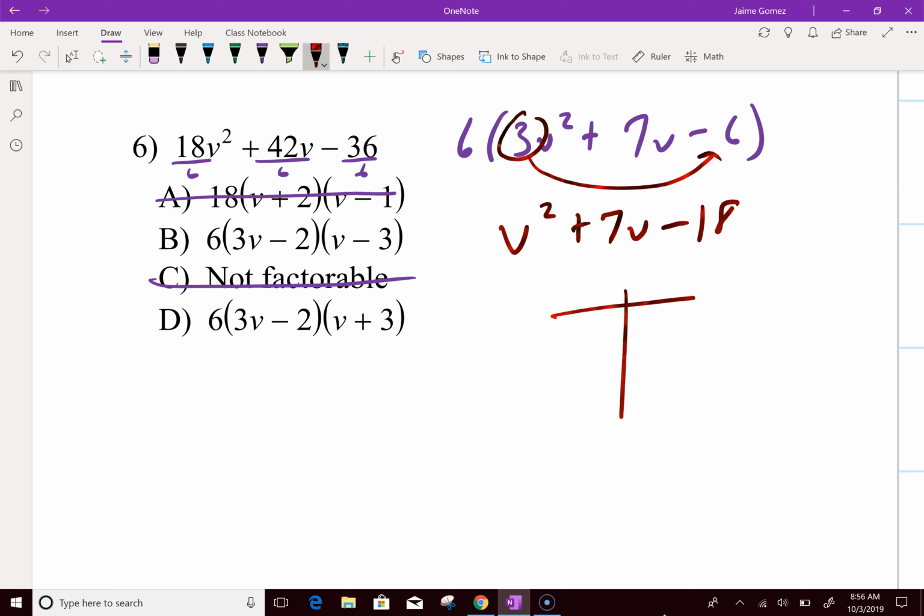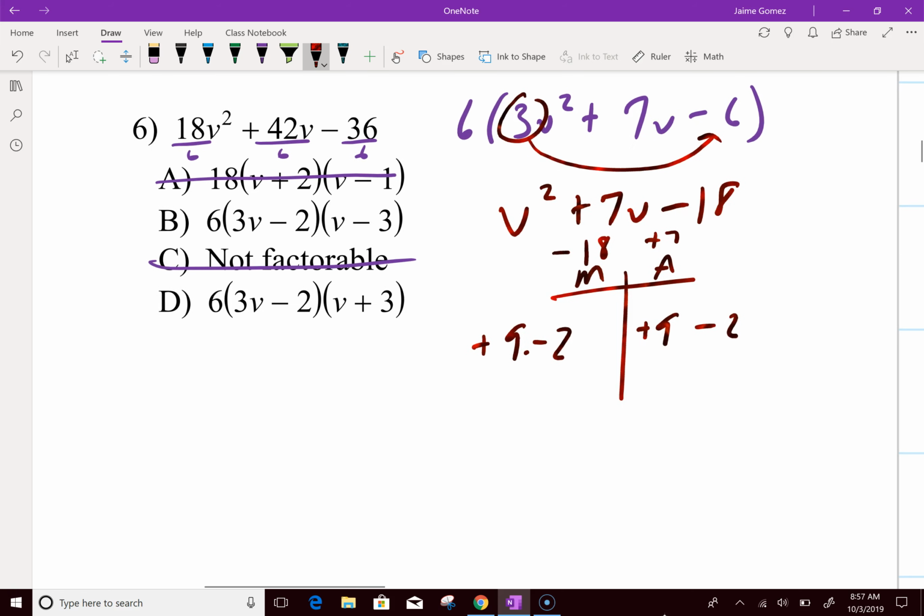So then two numbers multiply to give me negative 18, but when I add, it gives me a positive 7. Something with 9 and 2. The 7's positive, so this is positive, and this would be negative. 9 minus 2 is 7, yeah, so positive 9, negative 2. So we have v with a positive 9 and v with a minus 2.